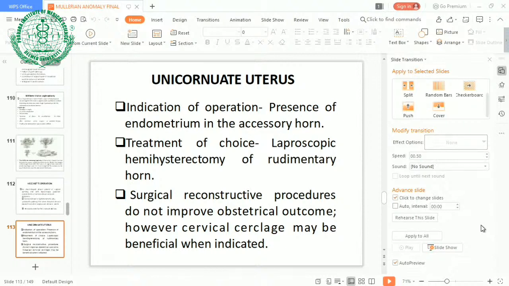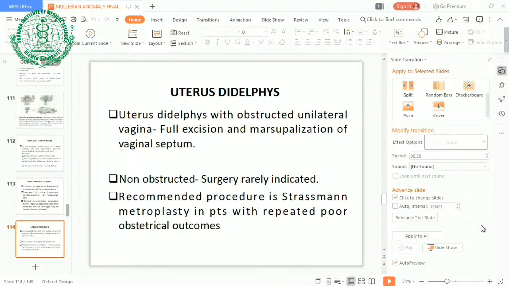Unicornuate uterus: the indication for operation is the presence of endometrium in the accessory horn. Treatment of choice: laparoscopic hysterectomy of the rudimentary horn. Surgical reconstruction procedures do not improve obstetric outcome. Uterus didelphys with an obstructed unilateral vagina: full excision and marsupialization of the vaginal septum. Non-obstructed, surgery is rarely indicated. The recommended procedure is Strassman metroplasty, in a patient with repeated poor outcome.